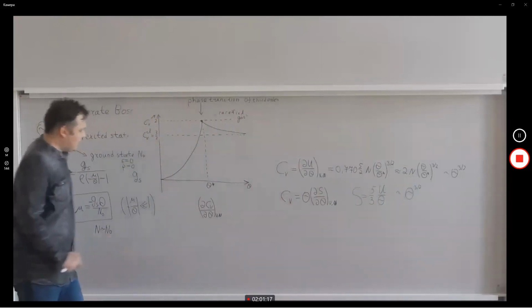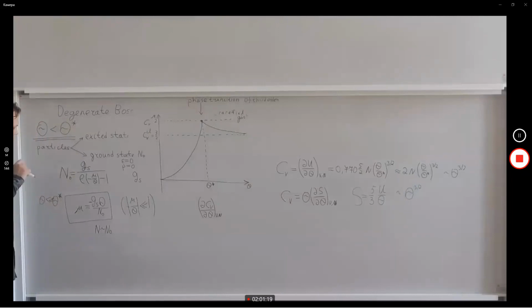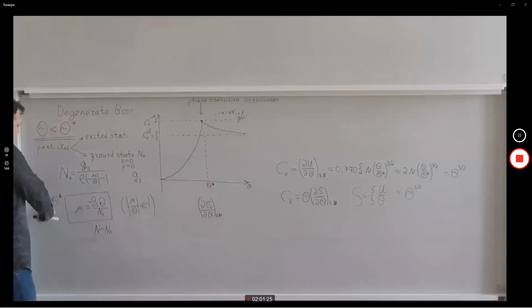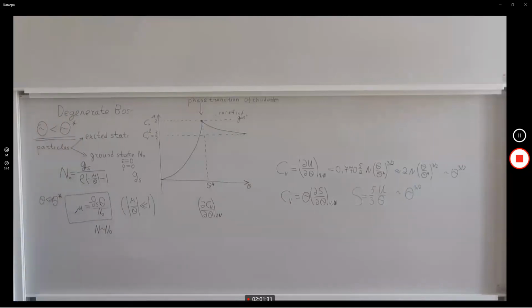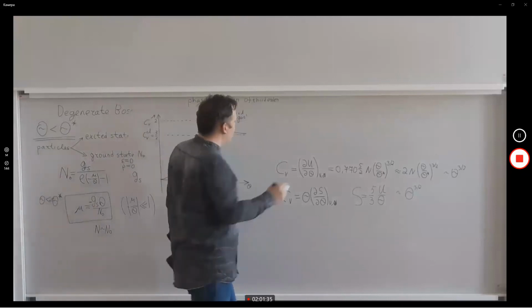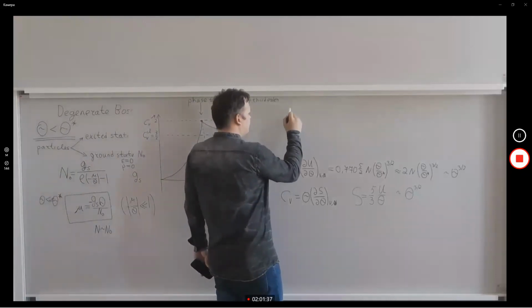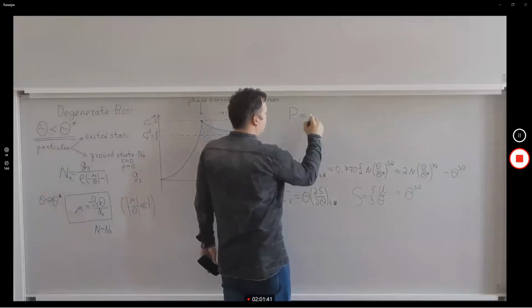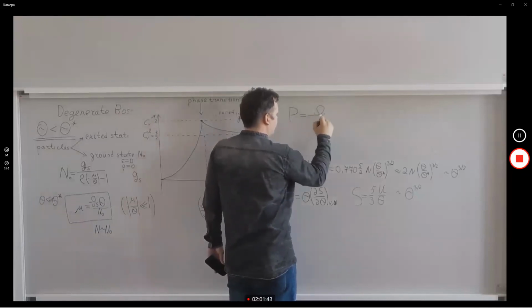My final comment relates to the pressure of Bose gas with condensate. We know that pressure equals the ratio of the thermodynamic potential divided by volume.